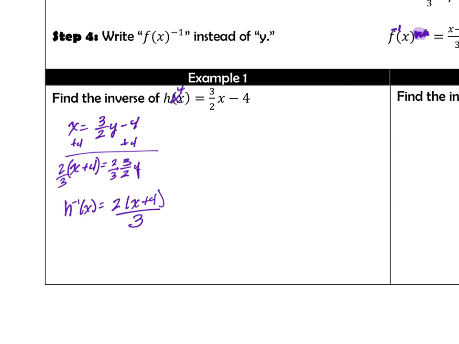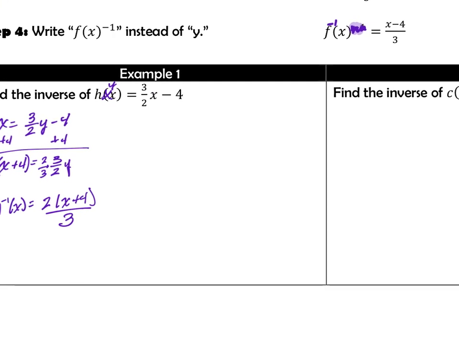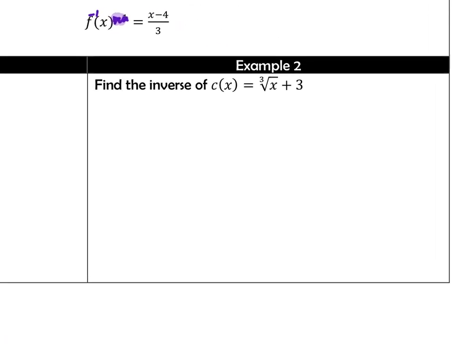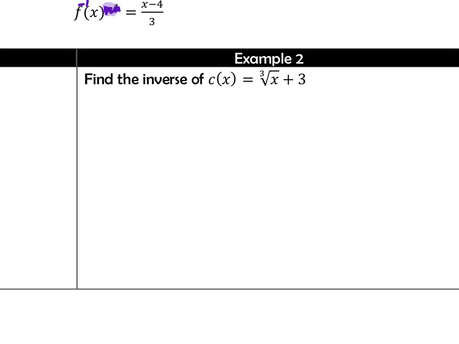Everyone good with that question? Can we go ahead and go on to the next one? Okay. Here we go. So we're going to do exactly the same thing. Find out where y is, which is c of x in this case. So this is y. And then I'm going to switch my x and my y, right?